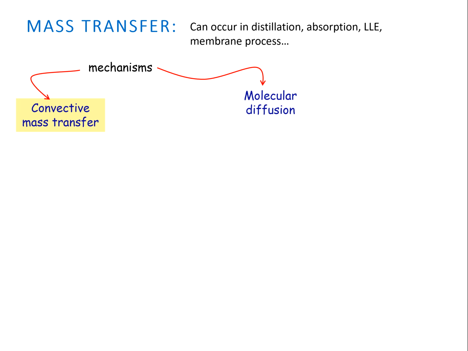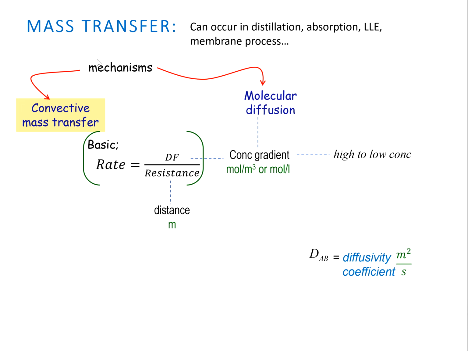Let us continue with the convective mass transfer. This is the second mechanism for mass transfer. The basic for mass transfer, which we have already seen, is the concentration gradient that represents the driving force, and the direction of mass transfer is always from high to low concentration. We also have distance that represents the resistance.